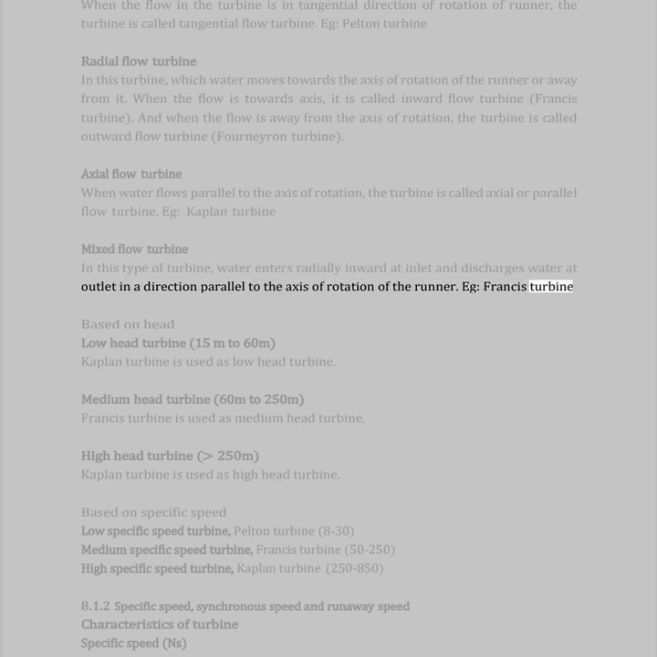E.g., Francis turbine. Based on head: low head turbine, 15 to 60 m, Kaplan turbine is used as low head turbine. Medium head turbine, 60 to 250 m, Francis turbine is used as medium head turbine. High head turbine, above 250 m, Pelton turbine is used as high head turbine. Based on specific speed: low specific speed turbine, Pelton turbine, 8 to 30; medium specific speed turbine, Francis turbine, 50 to 250; high specific speed turbine, Kaplan turbine, 250 to 850.